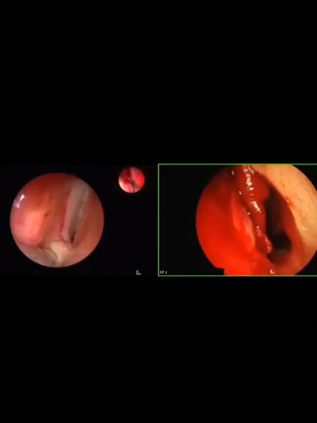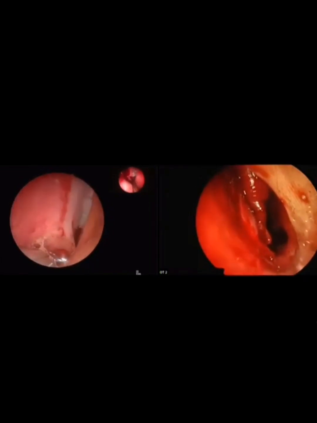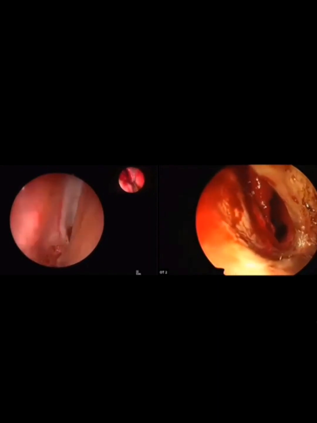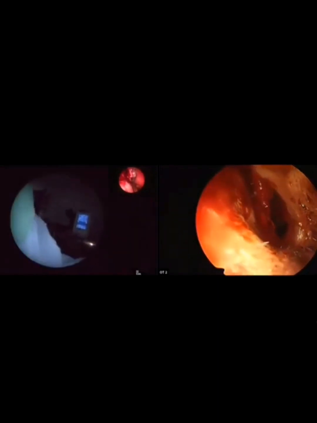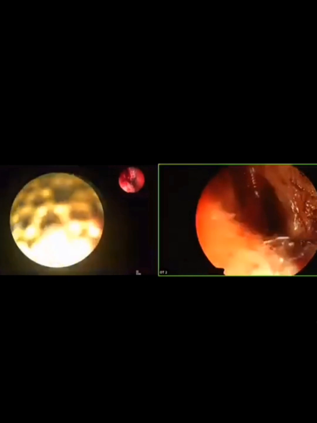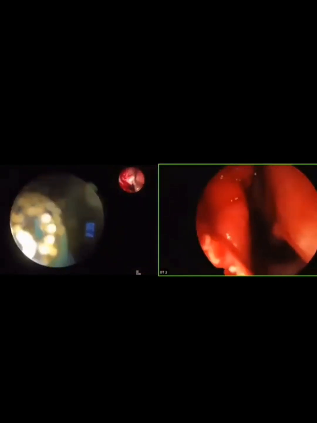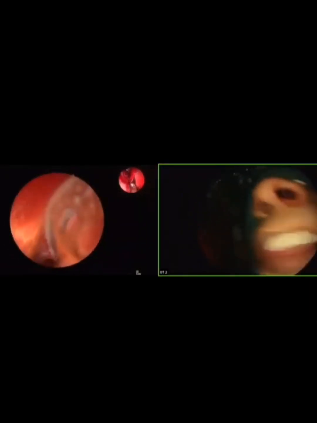Do you keep something as a spacer to prevent synechia? Because if there is a raw area on both the sides, in most of the cases, sir, synechias are bound to happen. Here there's only a small tear on the septum. There is no raw area on the other side. Okay, so lateral wall you have preserved very nicely. Yes, sir.